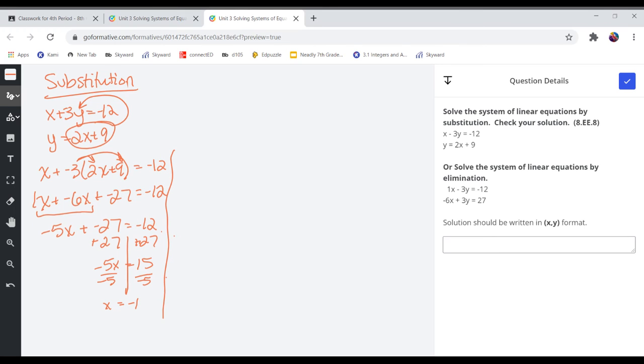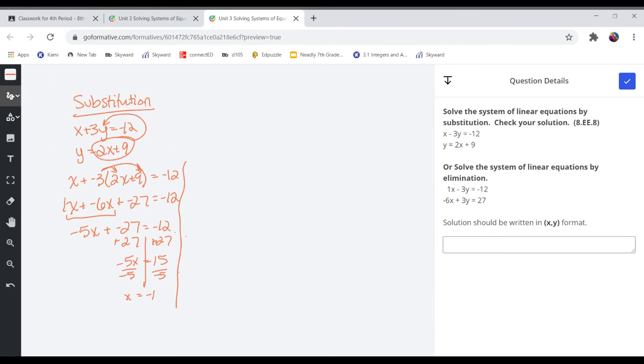I'm going to plug that negative 1 into one of my equations. I'll plug it into the second. y equals 2 times negative 1 plus 9. So 2 times negative 1 is negative 2 plus 9. Negative 2 plus 9 becomes 7, so that means y equals 7. My ordered pair will be negative 1, 7.